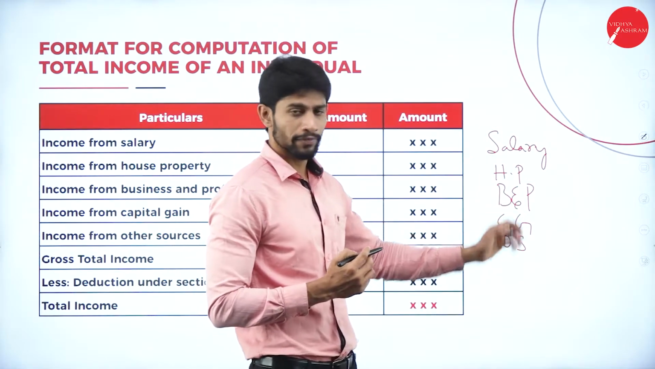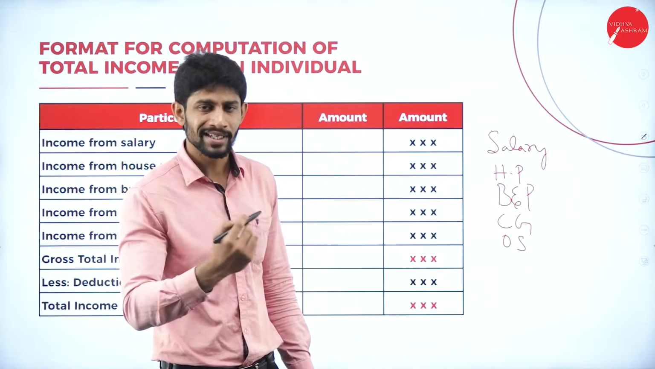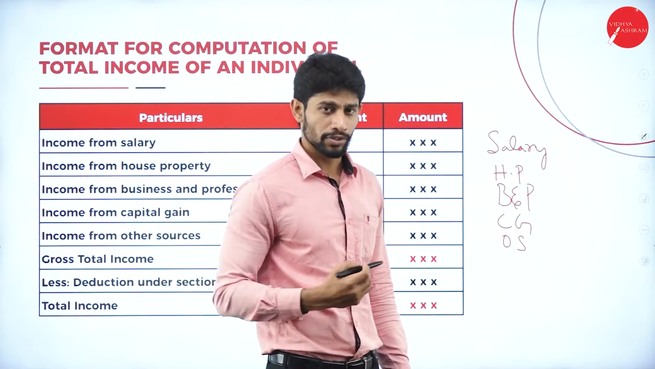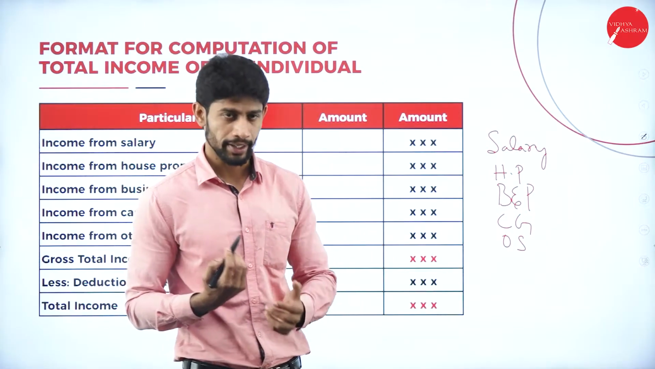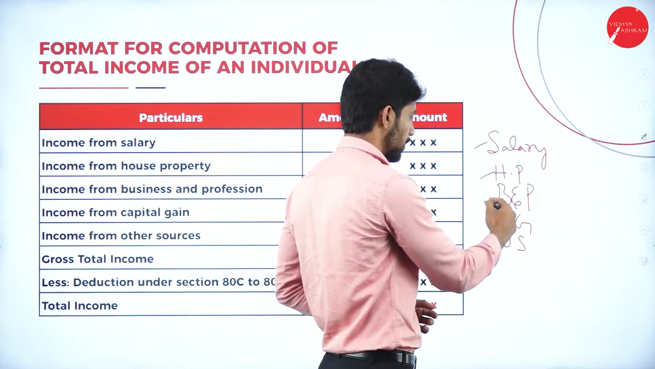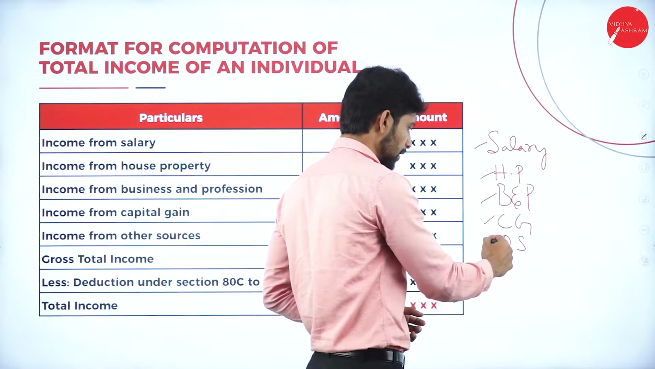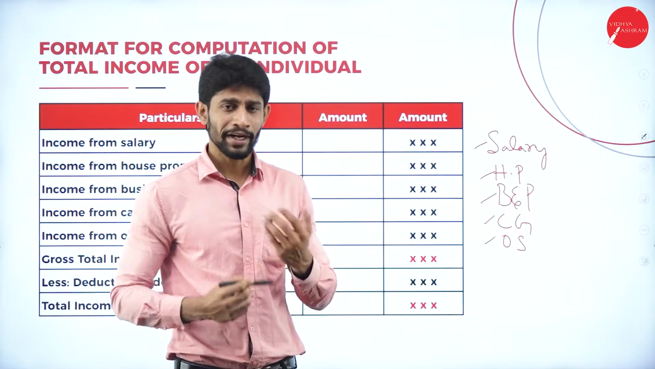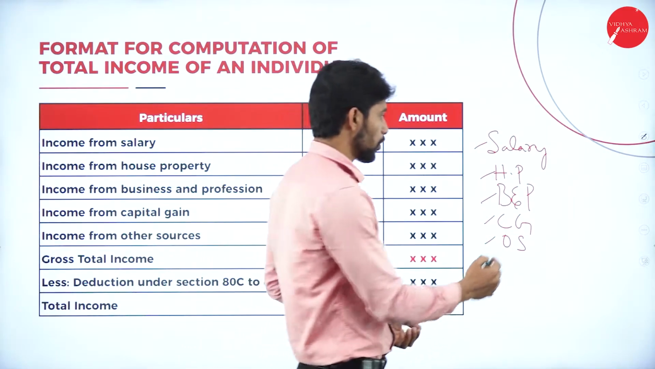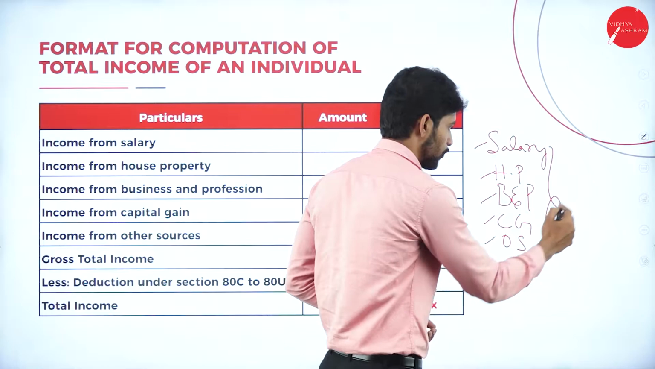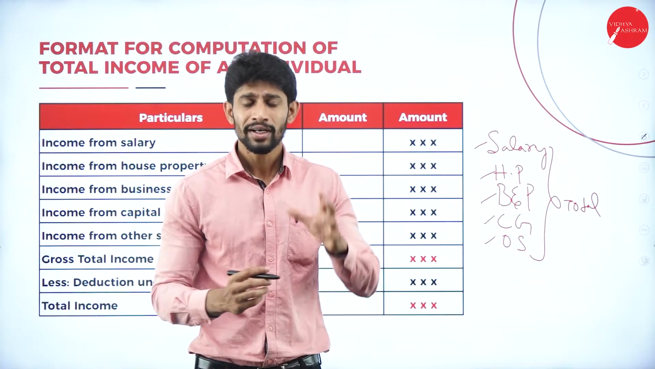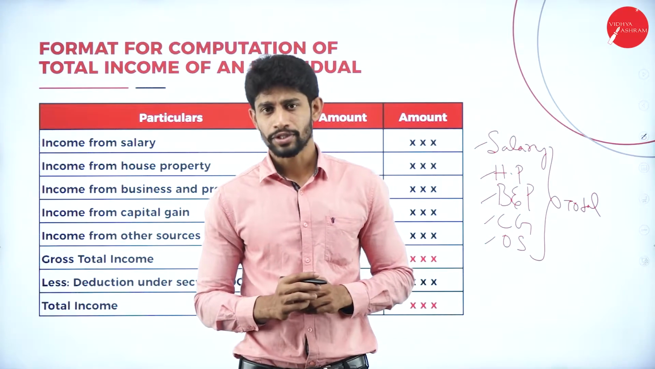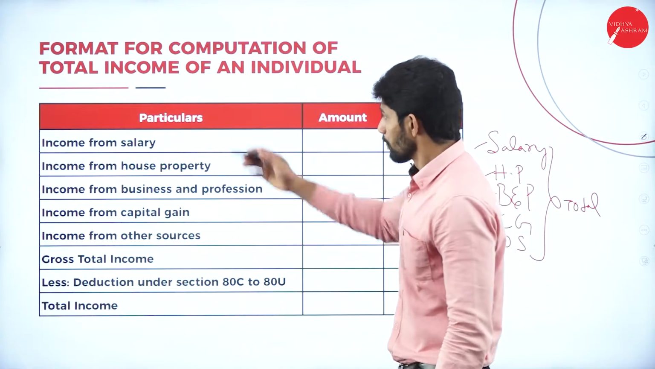So these are the 5 heads of income: salary, house property, business and profession, capital gain, and other sources. We will be finding out the income under each head. After finding out the income under each head, what will we do? We are going to total all 5 heads of income. That is called the total income of an individual. So how are we supposed to do it? So this is the format.